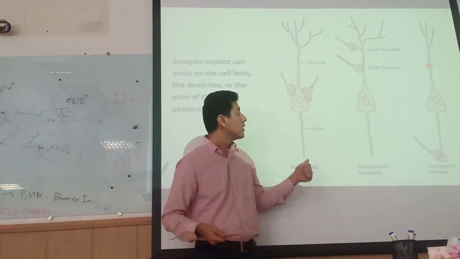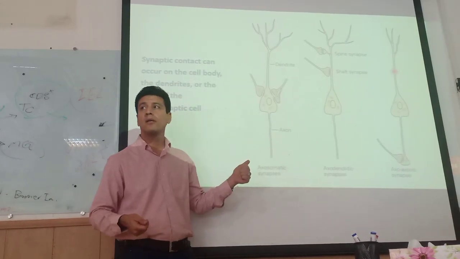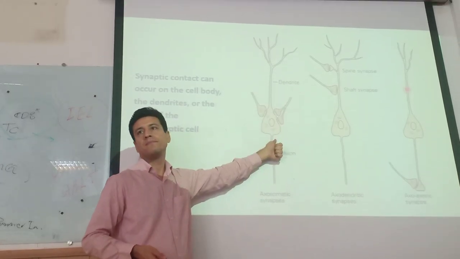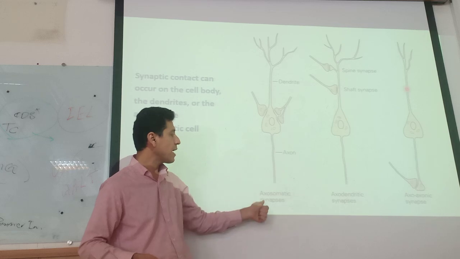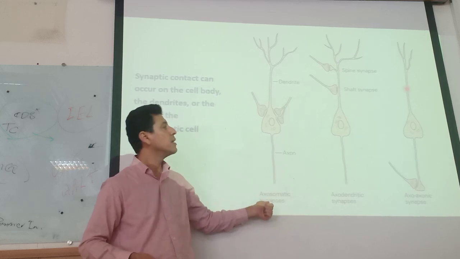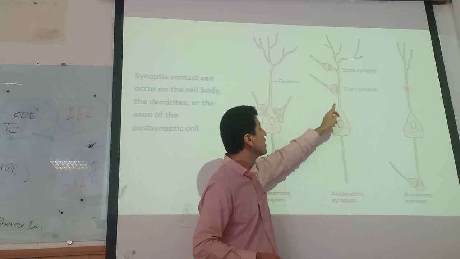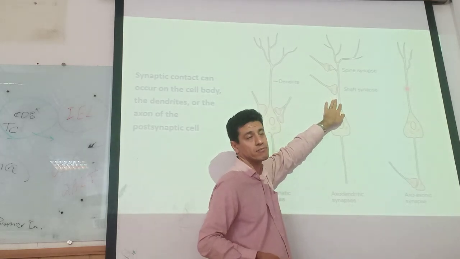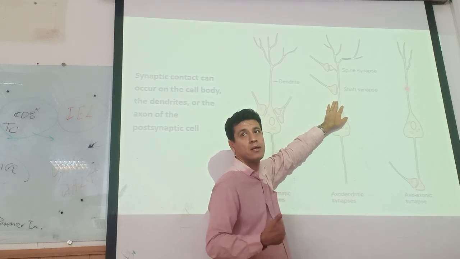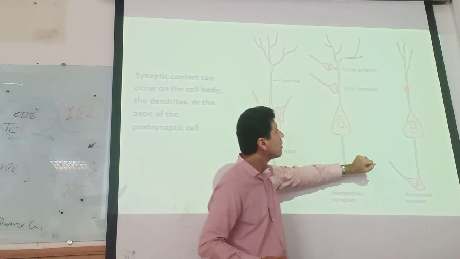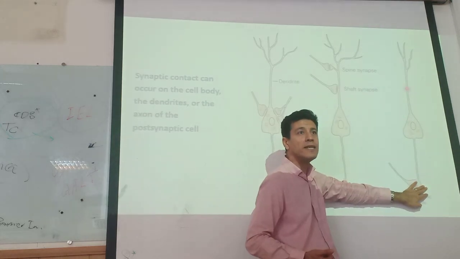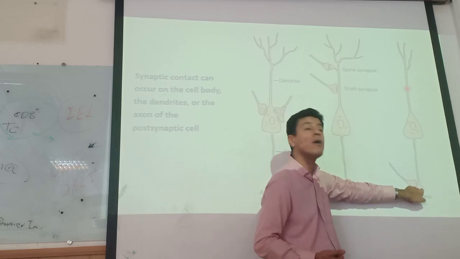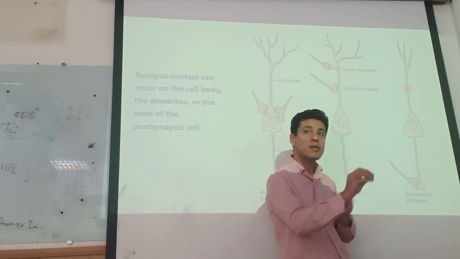In this image, you can see that an axon terminal may also make synapses with the soma, right? We call this axosomatic. It can make synapses with the spine of the dendron or the shaft of the dendron. We call this axodendritic synapse. Or this is a neuron, right? An axon makes contact with the axon terminal of this one. Axoaxonic synapse.